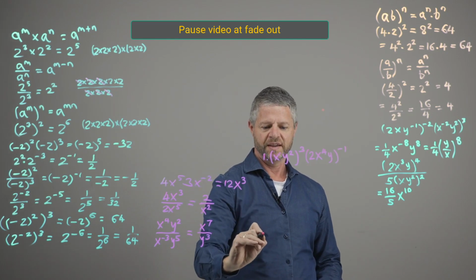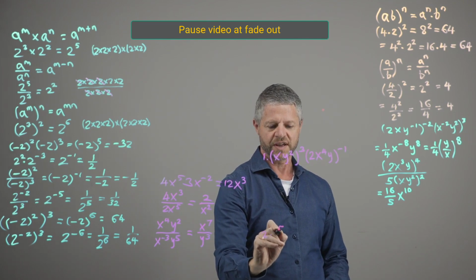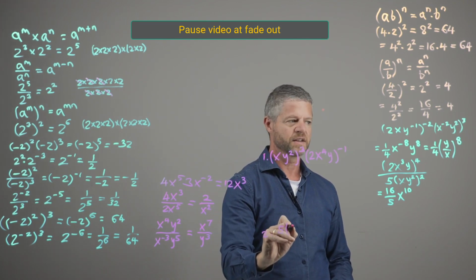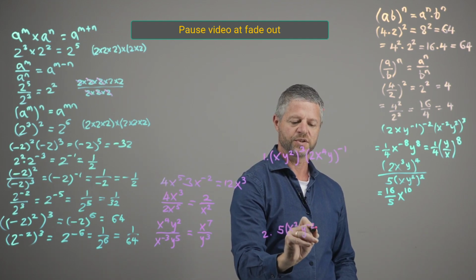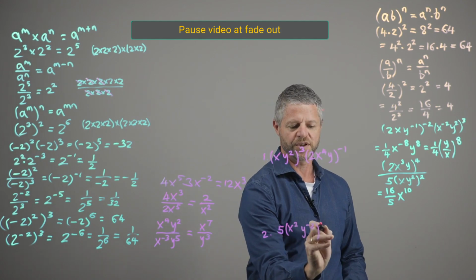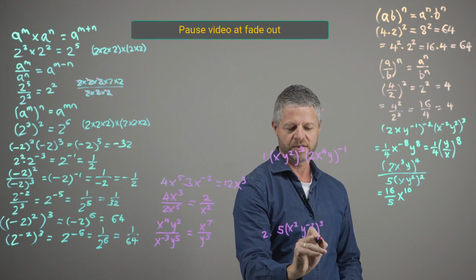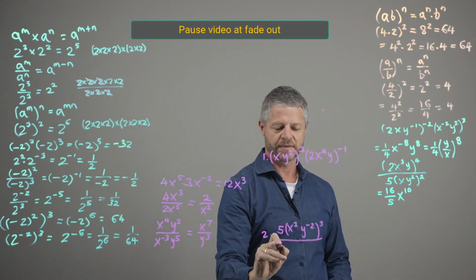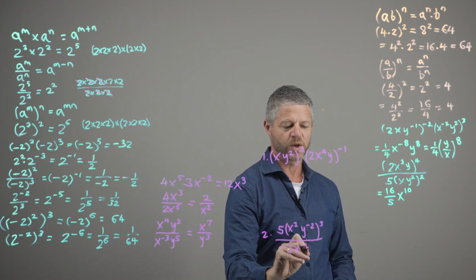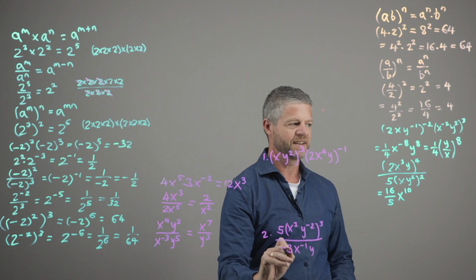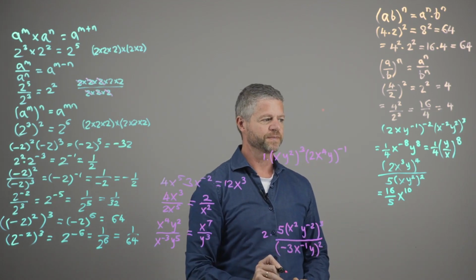And then the second one, let's do 5, and then x squared y to the minus 2, and we'll cube that. And then we'll divide all that by, we'll have a minus 3, and then an x to the minus 1, and then a y, and we'll apply a square to that whole term.